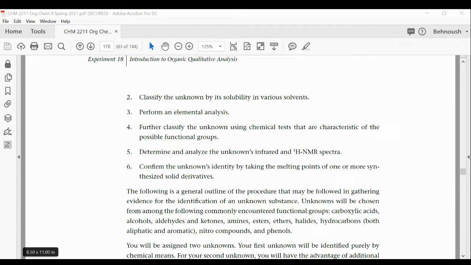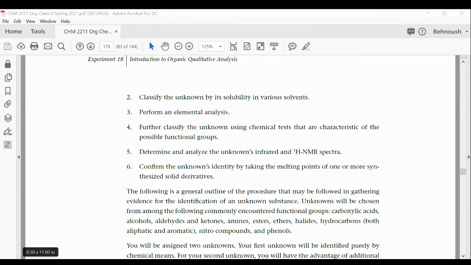If you have a ketone, acetone is a 3-carbon ketone. Butanone is a 4-carbon ketone, and after that, the solubility is going to drop. So if the compound dissolves in water, we know that it is highly polar.